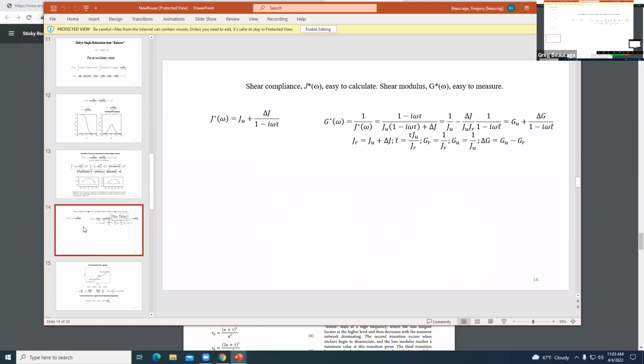Anyway, so that said, what else is in here? So it's possible to get, if you have this complex compliance and you want the complex modulus, just take 1 over. If you do the math for that, you get the same equation. You have an initial, unrelaxed modulus, and the same equation, but the tau is different. The tau here is smaller than the tau there, and they are related by this: the tau for the modulus is the unrelaxed over the relaxed compliance times the tau for the compliance. So you get the same functional behavior.